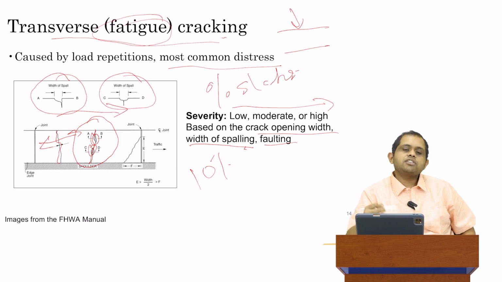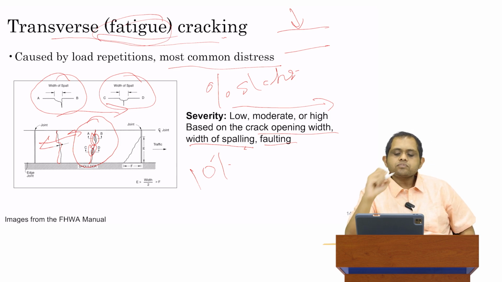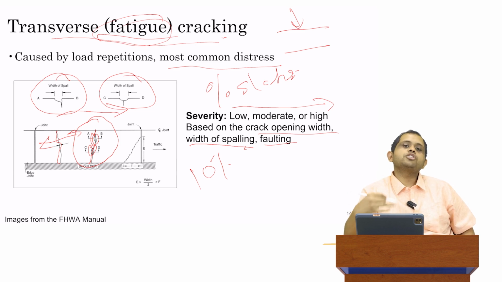So transverse cracking is very, very inherently related to the number of repetitions, which is why it's also called fatigue cracking. And we expect it to occur, and our threshold for maintenance typically also comes from the percentage of slabs which have some amount of transverse cracking.